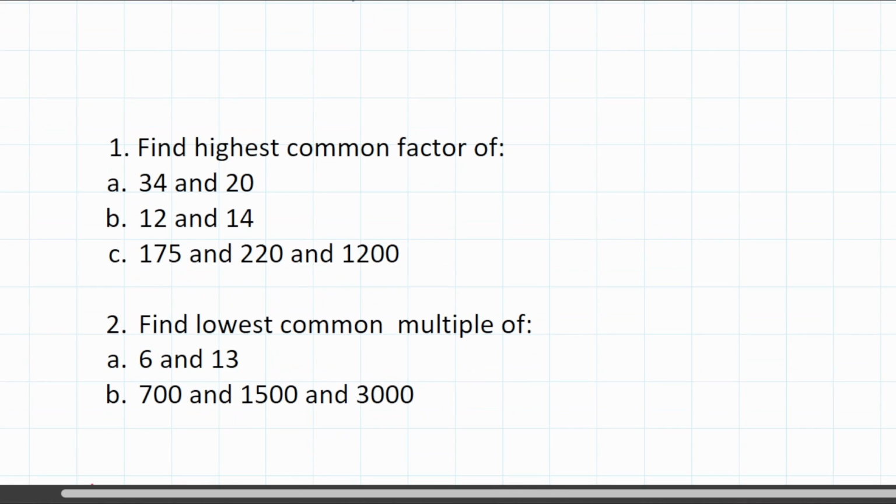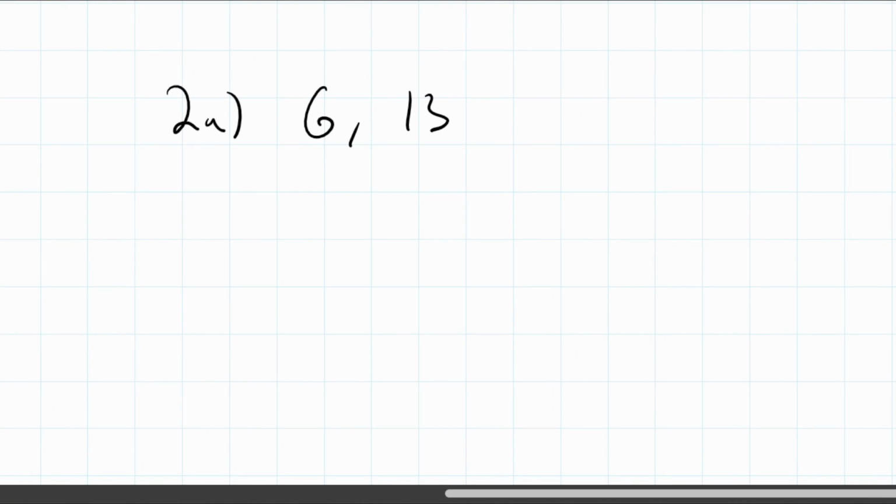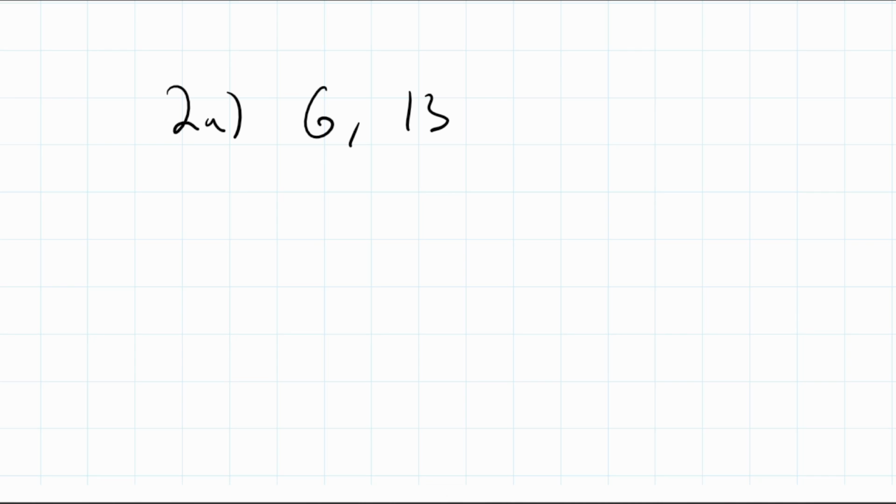So the first one is find the lowest common multiple of 6 and 13. So I'll just do it over here. So 2a, you want 6 and 13. And so again, we can break it down to the product of prime factors. So 6 breaks down to 2 and 3, nice and easy. And 13 itself is a prime number, so we don't need to break it down any further.